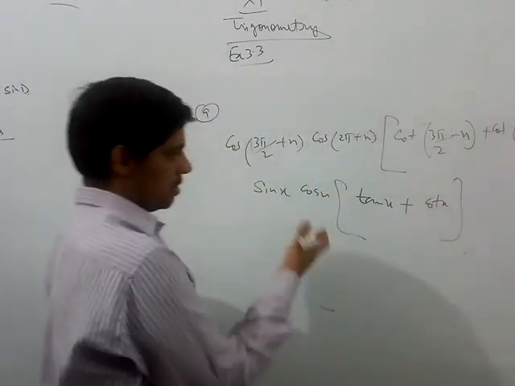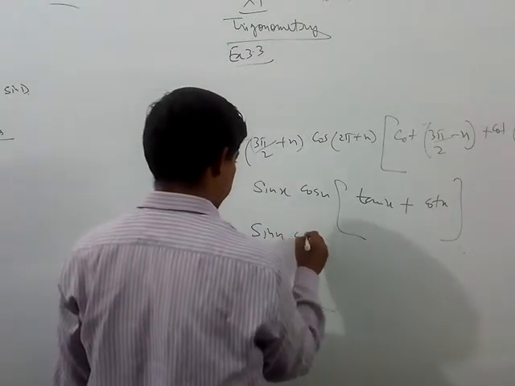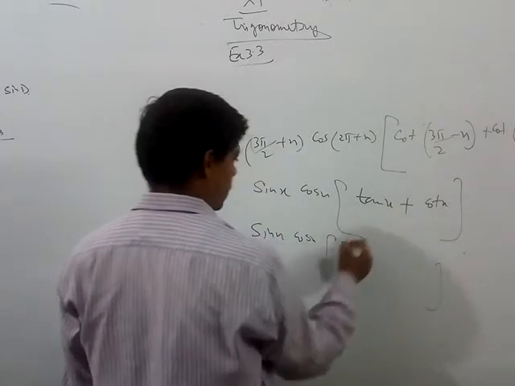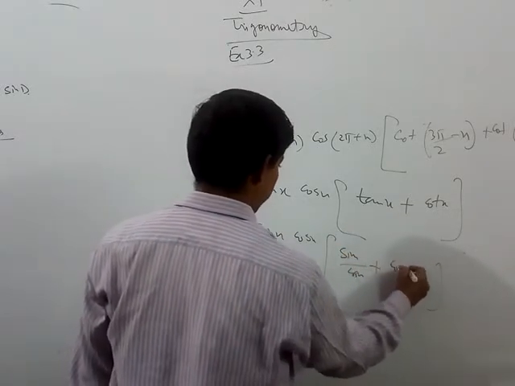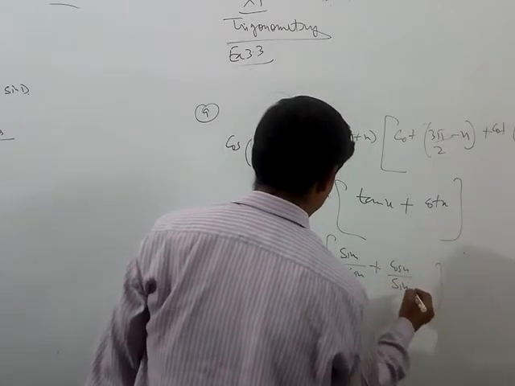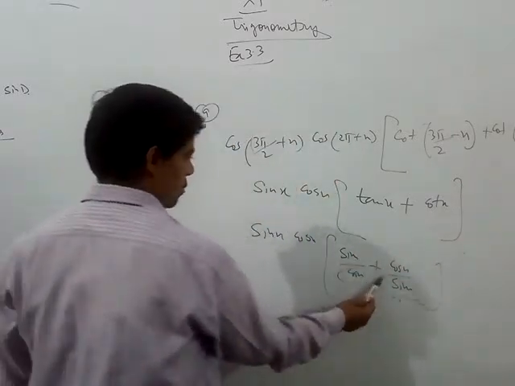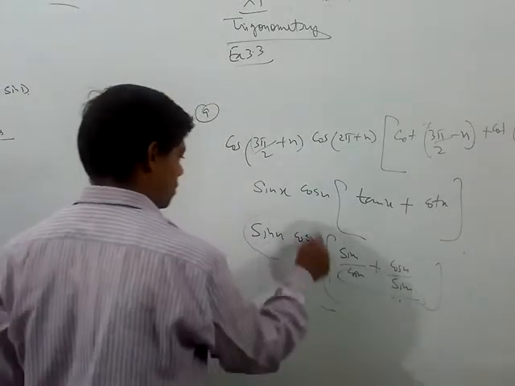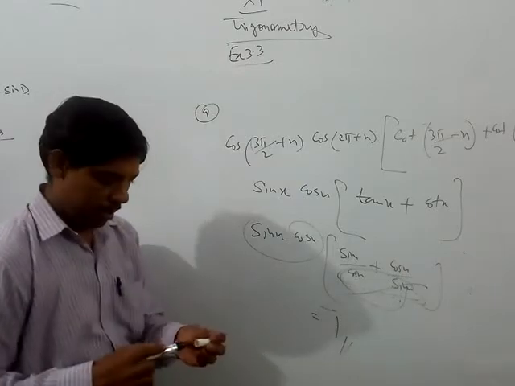Okay. And now this is just an identity. You have to prove it. So you can write sin x cos x, and here you can write sin upon cos, and here you can write cos upon sin. Take this as the LCM. This is sin square x plus cos square x, which is 1, and these two will cancel with the LCM, and you will get the answer as 1.